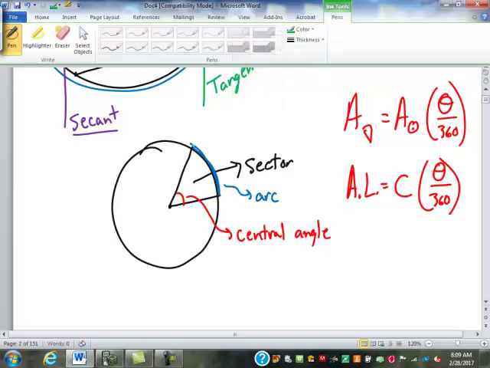And then, of course, we have that chord that connects the ends of the two radii of that central angle. Arc length is AL. The theta is this angle right here. That's the Greek letter theta.